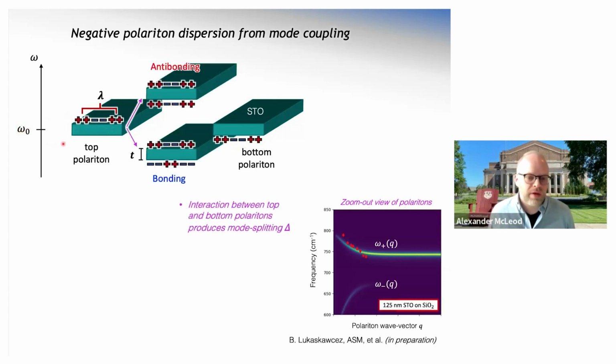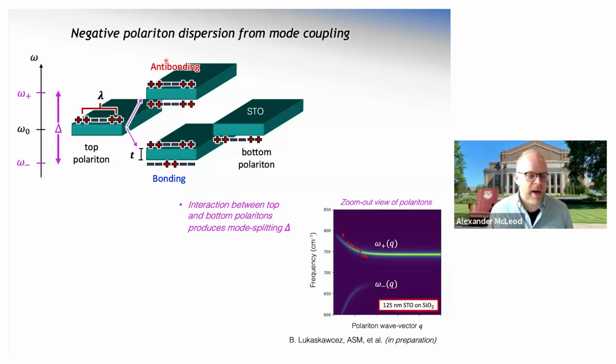But the truth is they should interact with each other through their electric fields. In the same way as if you have two energy levels in an atom that are degenerate, but then they interact with each other, we should expect a mode splitting. So in this case, we expect a mode splitting into a bonding polariton and an anti-bonding polariton.